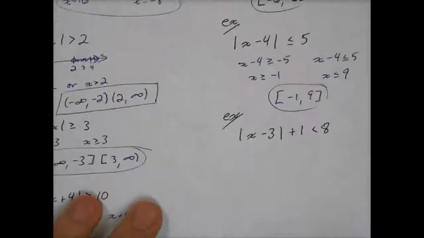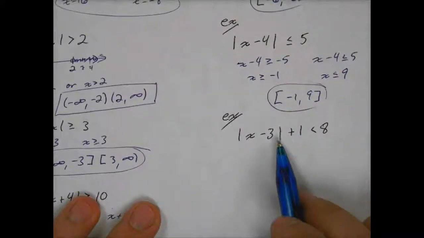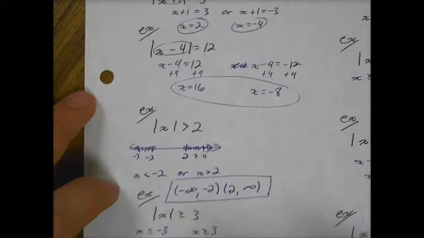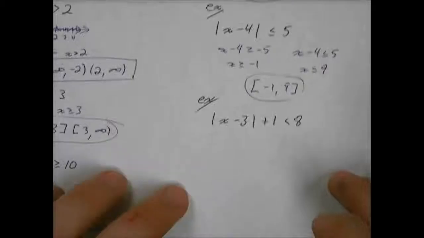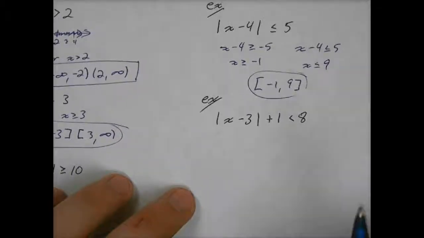All right, so now we're throwing a few numbers in there. But again, just like all the other ones that we have done, the absolute value has to be by itself. So now the thing keeping the absolute value from being by itself is this plus 1.